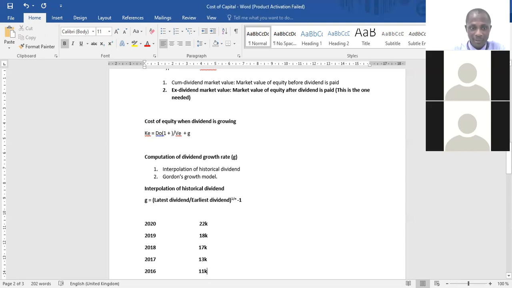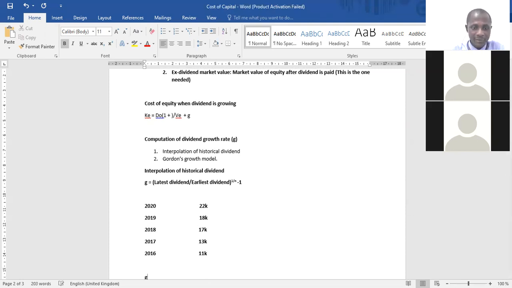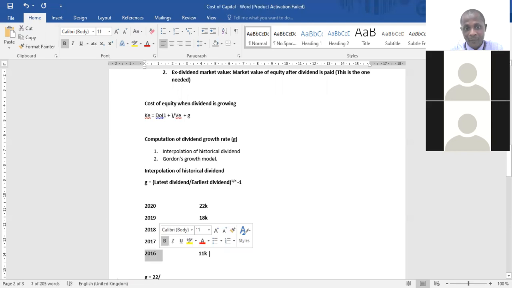So if I want to use this formula now, I simply say my growth rate is equal to, what is the latest dividend? The latest dividend is 22. That is current. Latest dividend means current dividend. Instead of latest, if you so wish, you can use current. So current dividend all over, what's the earliest dividend? The earliest year here is what? Year 2016. And the company paid 11 kobo per share in year 2016. So I say 22 over 11, all raised to power.